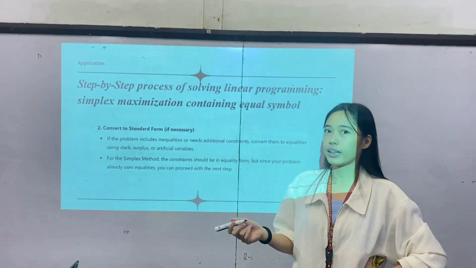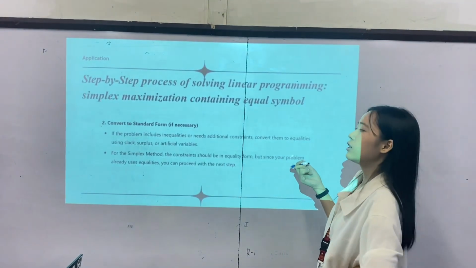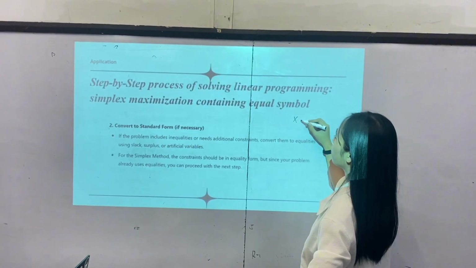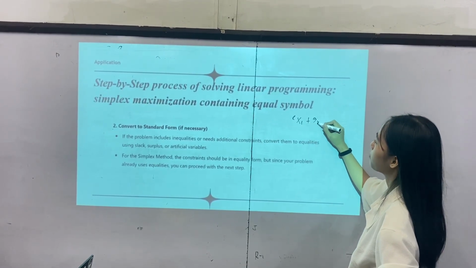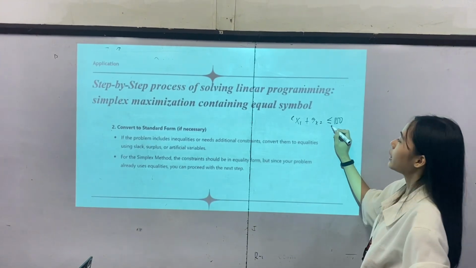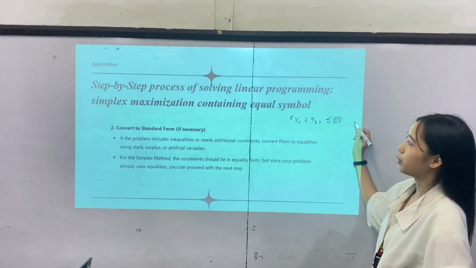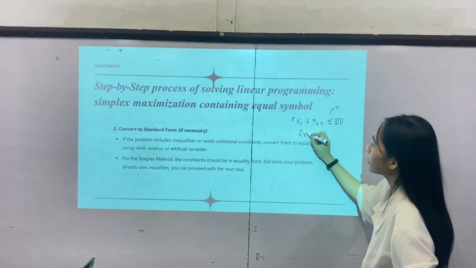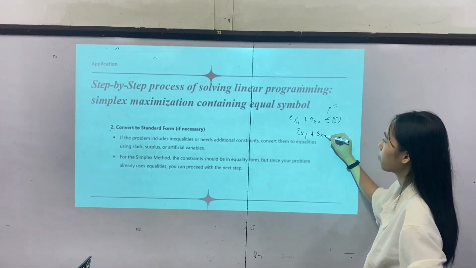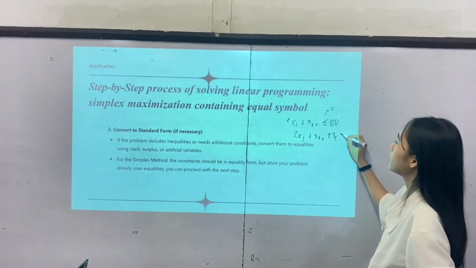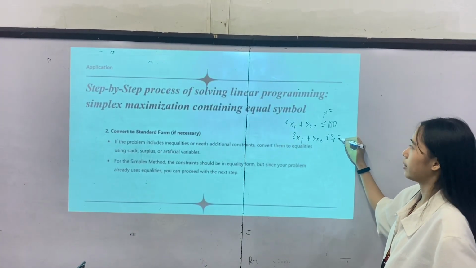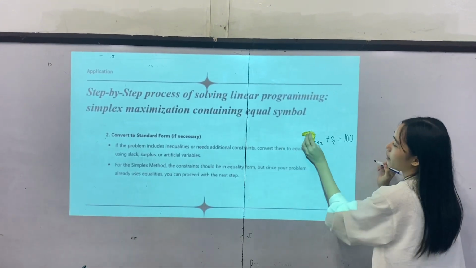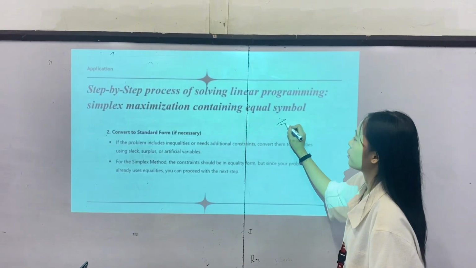Next step is converting into standard form if necessary. If the constraint is in a mathematical form, let's say 2x sub 1 plus 3x sub 2 is less than or equal to 100, you need to add a slack variable so that it can be changed into an equal symbol. So 2x sub 1 plus 3x sub 2 plus s sub 1 equals 100. However, this can only be applied if the given constraint uses the less-than-or-equal symbol.